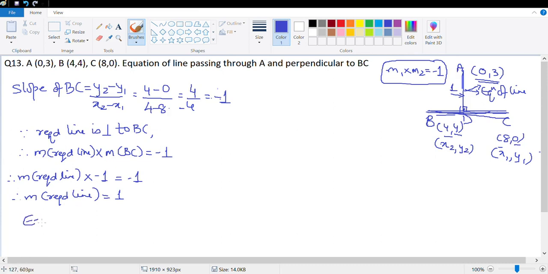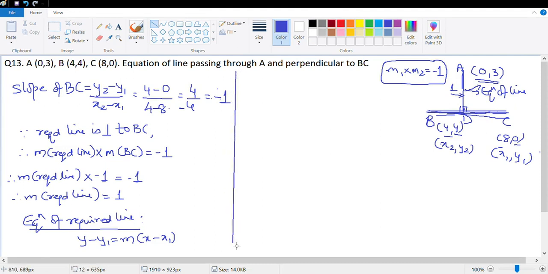So equation of required line. How can I write this? This is y minus y1 is equal to m times x minus x1. I know the value of m. I know the points where this required line passes through. So it will be y minus y1. y1 is 3 and m, the slope for this, is 1 times x minus x1, in this case 0.